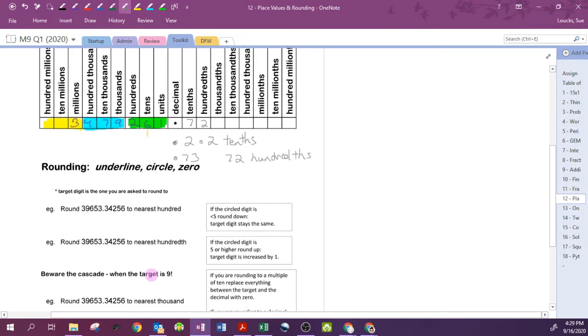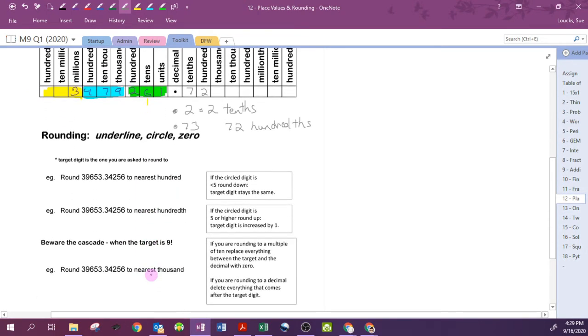Okay. So when we round things, there are 3 steps. If rounding is a thing that you get and you know how to do it, go ahead and do it. If you struggle with it, these are steps that will really help you. Okay. So the first thing is you underline the target digit. Okay, that's the one you're asked to round to. So for example, in this example here, we're asked to round to the nearest 100. So I have to identify which digit is in the 100 spot. So that's this 6 right here. So I'm going to underline it.